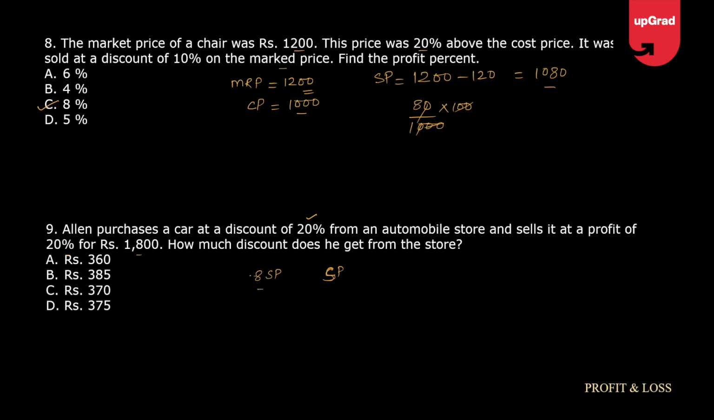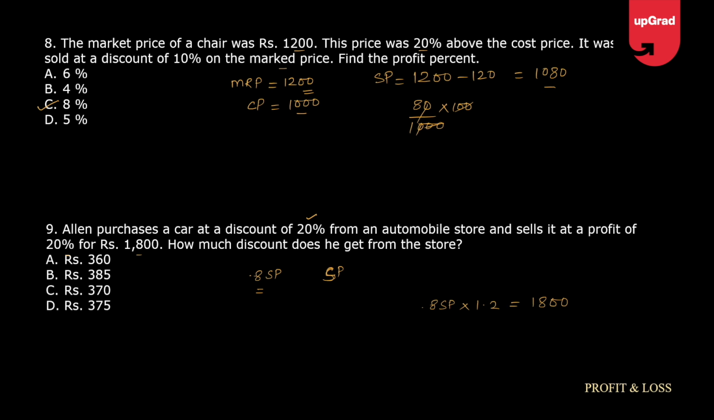So over 0.8 SP there is a profit. So at 0.8 SP, there's a profit of 20%. So he sold it at 1.2 times of it. And what is that value given to us? It is equal to 1800. I know selling a car at 1800 is absolutely not possible in this era, but that's how the question is. So the question says, how much discount does he get from the store?